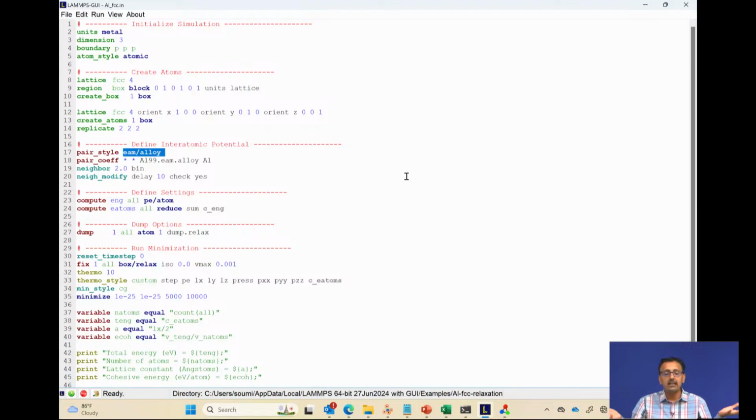But if this were an alloy, you will have aluminum with the other element. If it's a high entropy alloy, there will be many such elements, and you have to basically specify all the interactions that are happening between the different atoms in the system. Now, you might be thinking, well, these interactions are between aluminum, aluminum. What about the cross interactions?